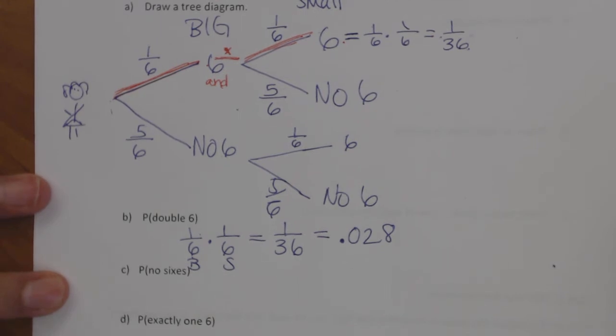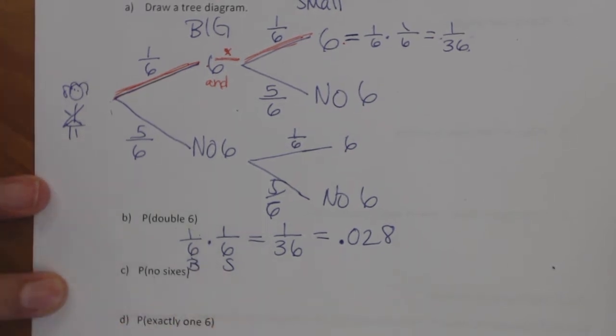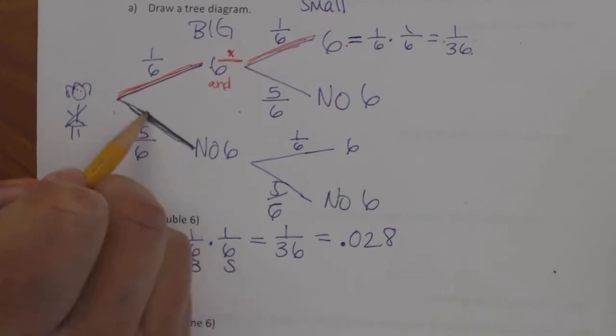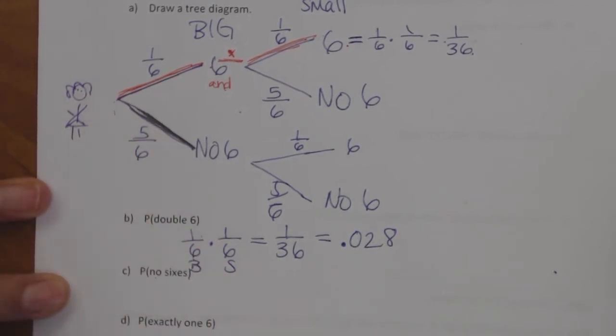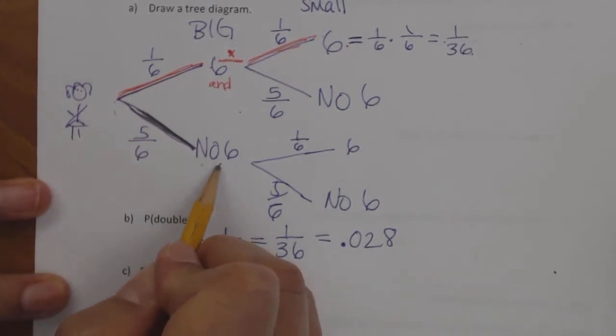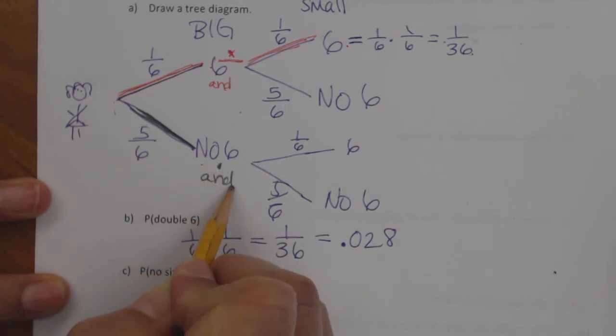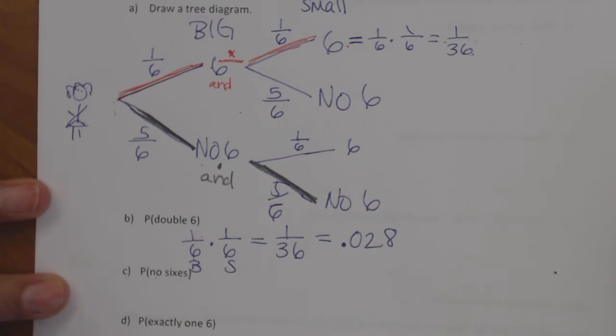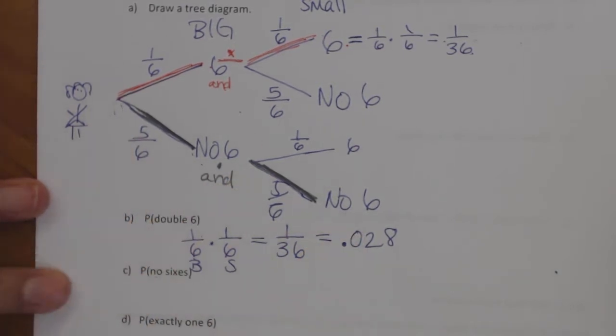Okay, let's see what's next. No 6s. So now I'm going to have to find my pathway for the probability of no 6s. The first thing is I roll that big die, and here's the no 6 right here. From my no 6s, and, which is multiplication, I'm going to jump to this branch right here where it's no 6 on the small die. So my pathway is no 6 on the big and no 6 on the small.